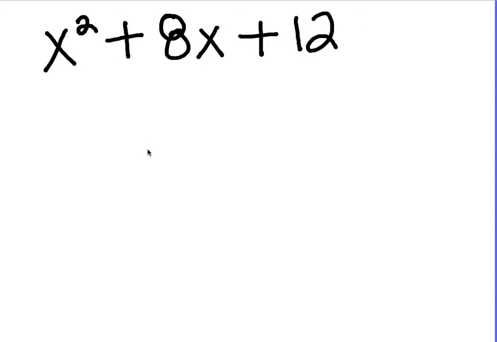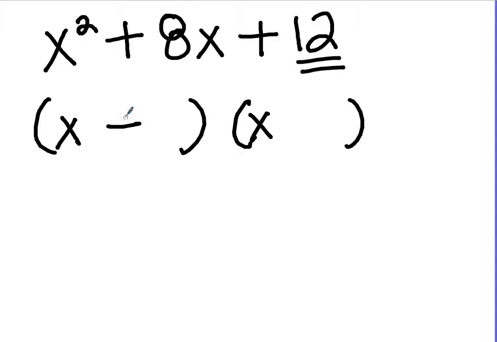In this problem, we're going to factor. You notice that there is no number in front of this squared term. So first let's check, is there a GCF? There is none. So Chloe, what factors of 12, so numbers that multiply to 12, that add up to positive 8? Let's think about that. Positive 6 and positive 2.